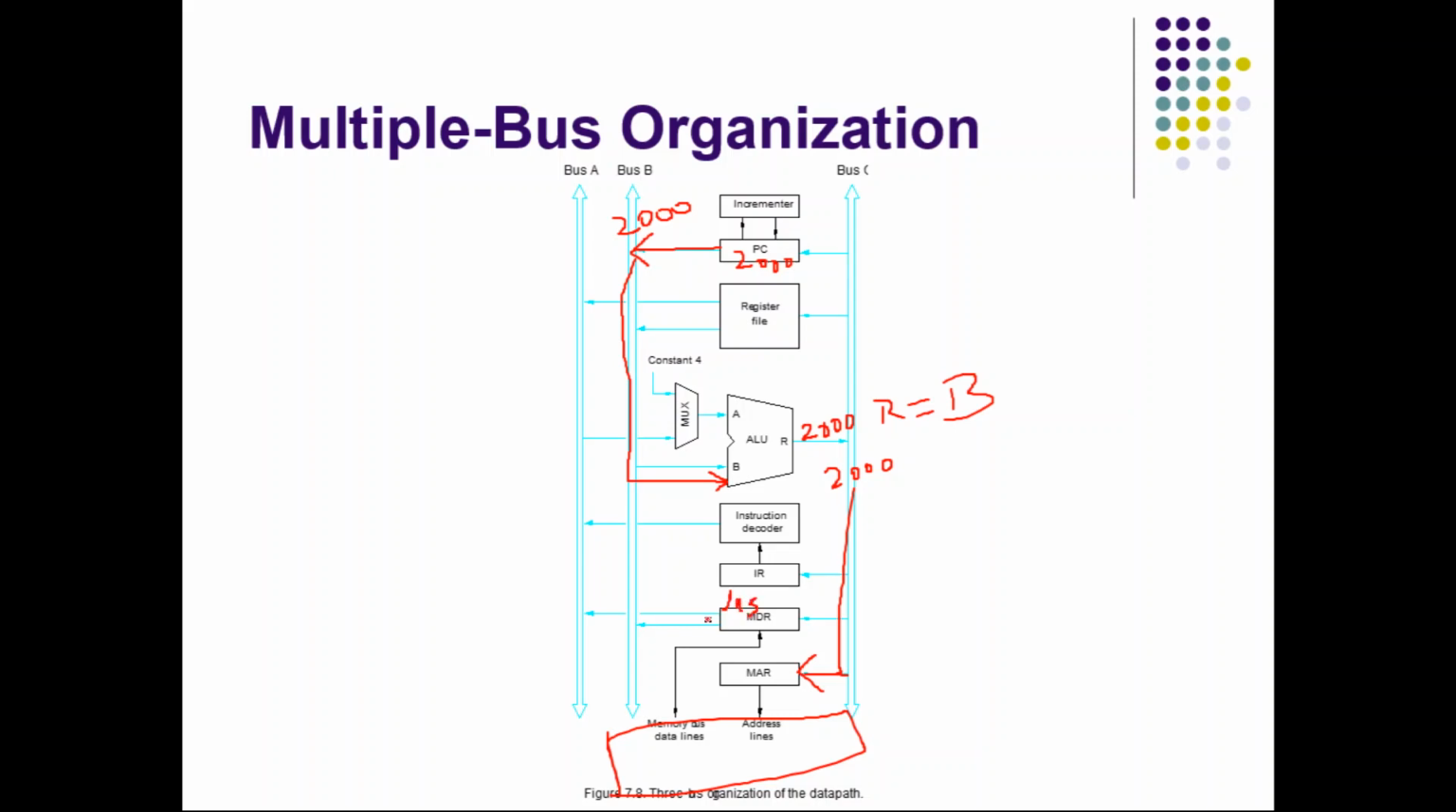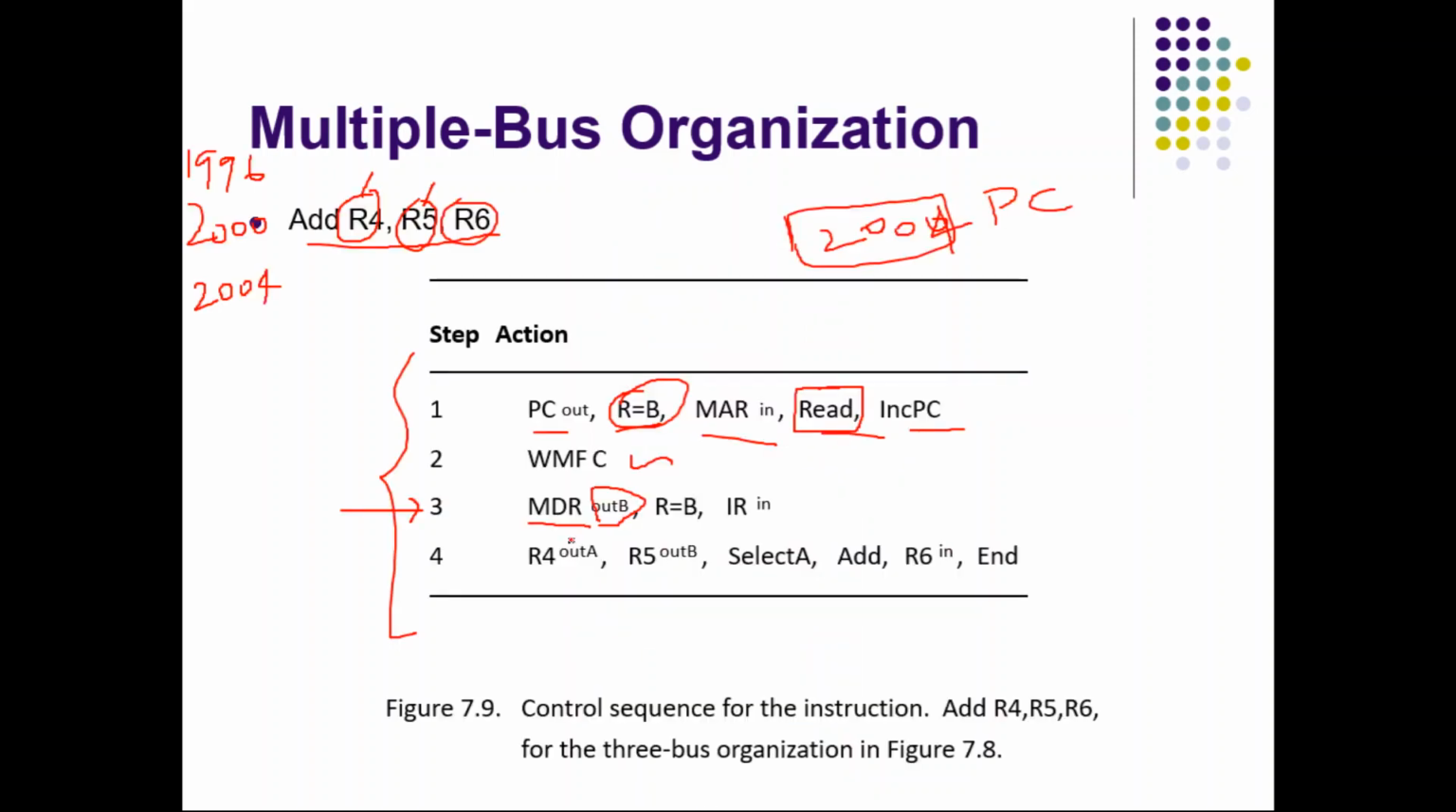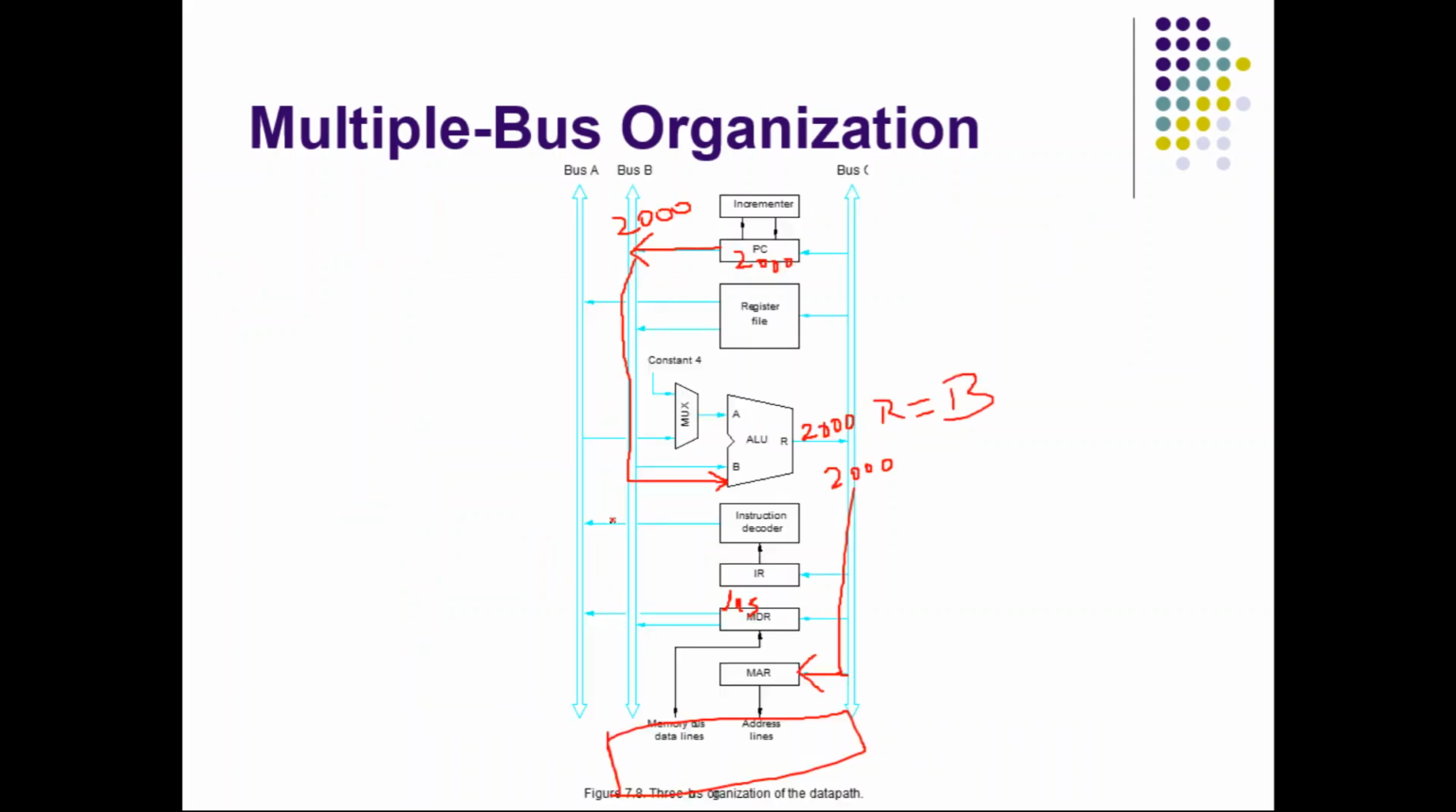Okay, but from MDR you can move to either bus A or bus B. But here we are just moving to bus B, so that we are saying MDR out B. So that instruction is now available in bus B. This instruction is now available in bus B.